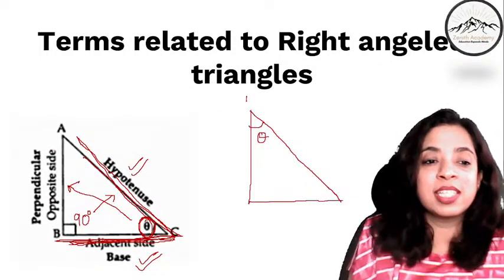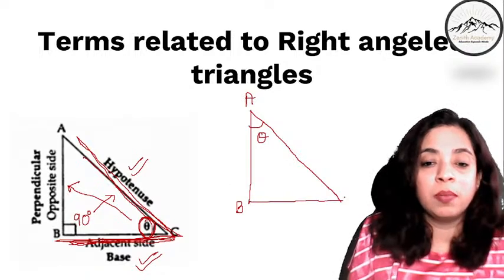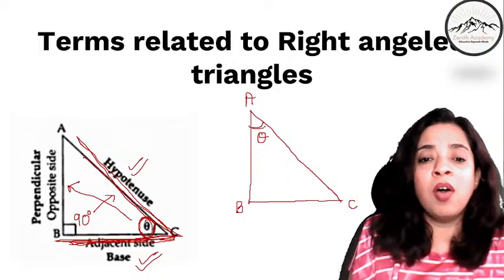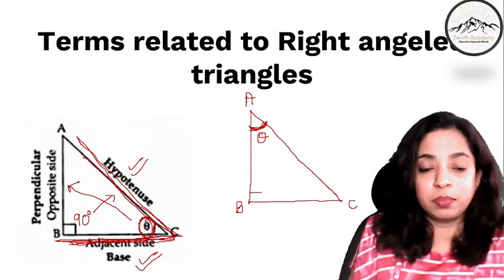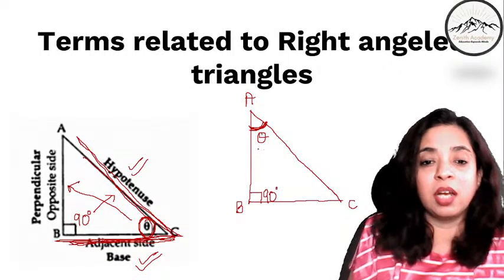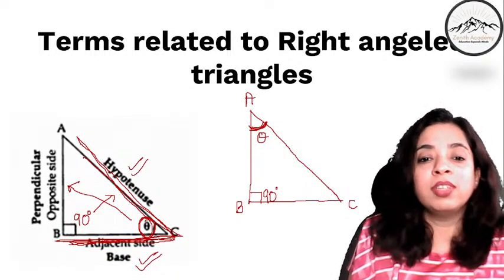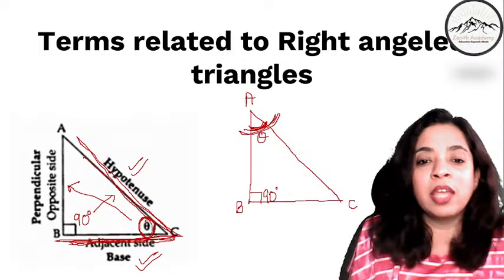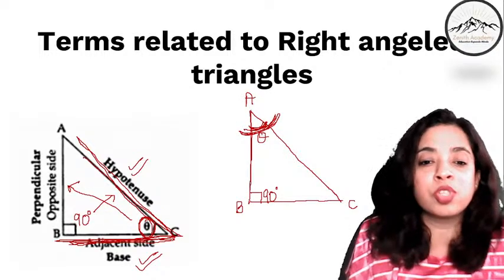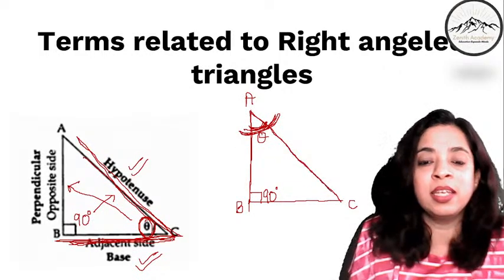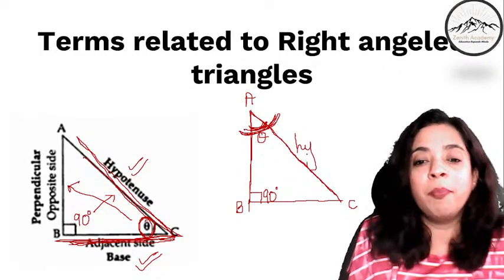Now if this is the same triangle ABC, in this case I have taken this angle as theta. Okay, this angle is theta. So according to it, if you see this angle, are you able to see this angle is formed by these two sides AB and AC, isn't it? So this is the hypotenuse.